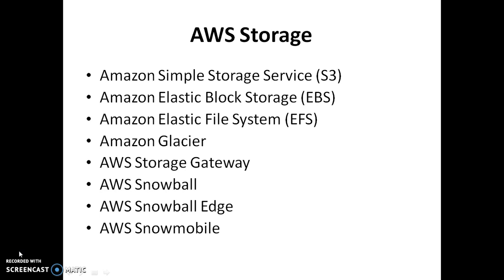Simple Storage Service. It's one of the best services from Amazon. And under storage, you can see here Elastic Block Storage, Elastic File System, and Glacier. Glacier is one of the services used for archiving data and for infrequent access of data. You have other storage services like Storage Gateway, Snowball, Snowball Edge, or Snowmobile.